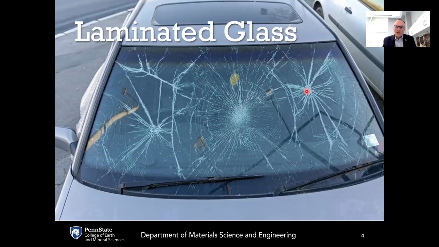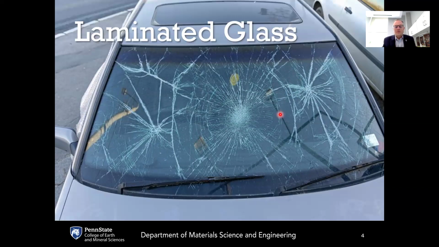The other thing is that even though laminated glass can be made either from annealed or from tempered glass sheets, for windshields, it's important to use annealed glass because when it breaks, it's important that the driver still be able to see through the windshield.